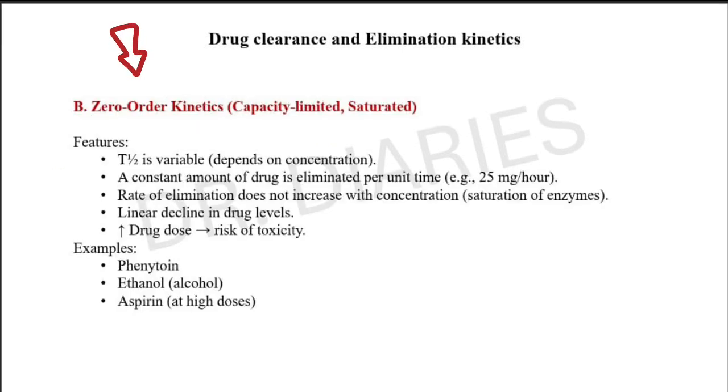Zero-order kinetics: capacity-limited, saturated. Features: T1/2 is variable and depends on concentration. A constant amount of drug is eliminated per unit time, e.g., 25 milligrams per hour. Rate of elimination does not increase with concentration, due to saturation of enzymes. Linear decline in drug levels. Higher drug dose, higher risk of toxicity. Examples: phenytoin, ethanol, aspirin at high doses.